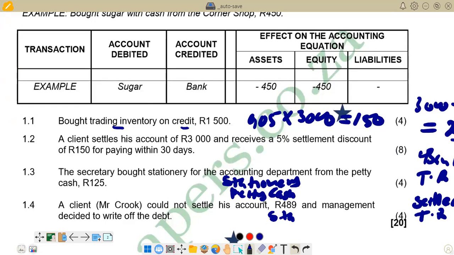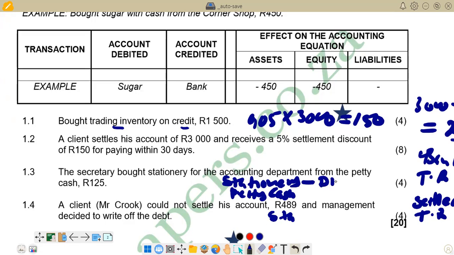Then we see now which one do we debit, which one do we credit. You see now stationery, we are receiving stationery. So we just use the simple concept that we debit the receiver and then we credit the giver. So the stationery is the one that we are receiving. We are buying stationery and then we are receiving stationery. So stationery is receiving. So we debit it.